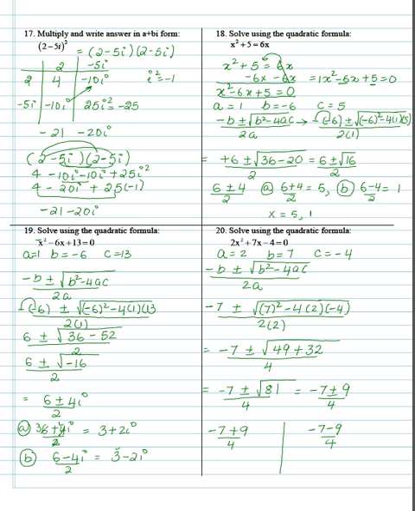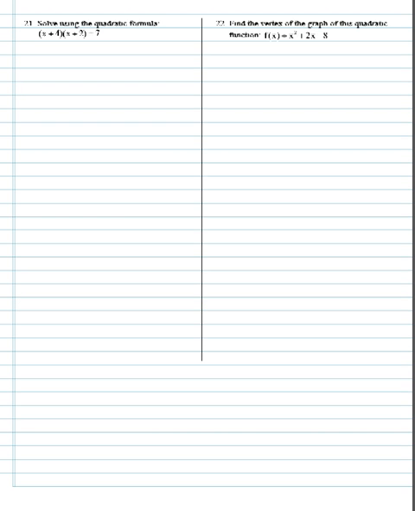Negative 7 plus 9 is going to be 2 over 4, and that's going to be a half. This is going to be negative 7, negative 9, negative 16 over 4, which is going to give me negative 4. So you have two cases here: x is equal to a half or x is equal to negative 4. Alright, solve using quadratic formula.